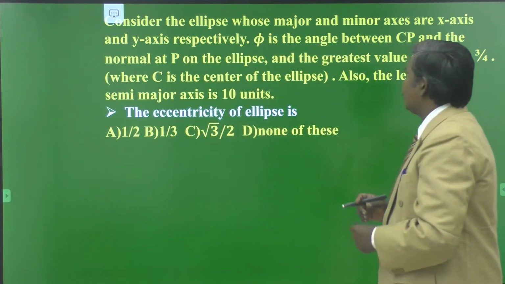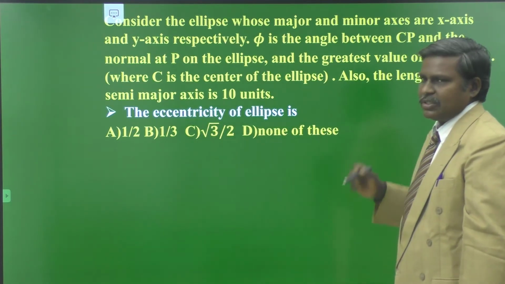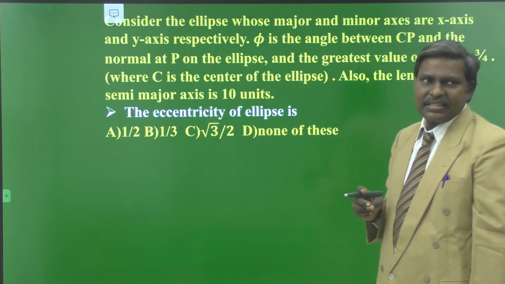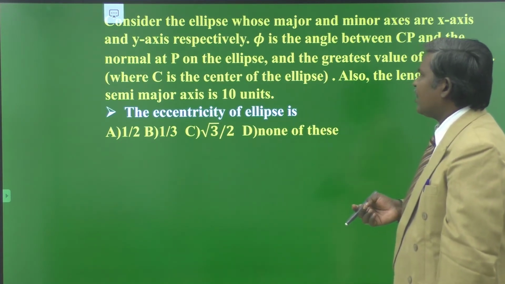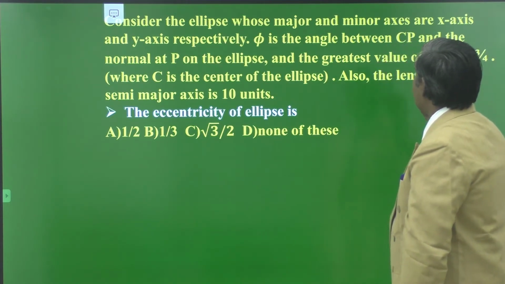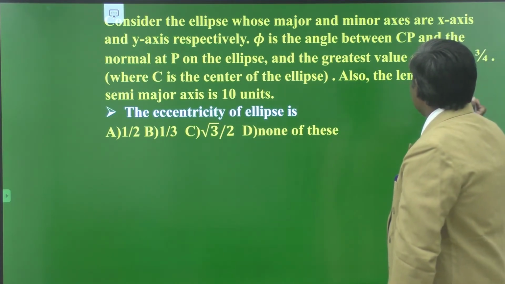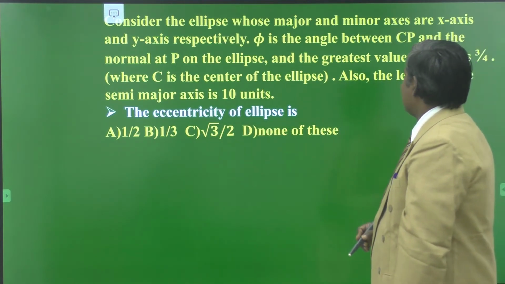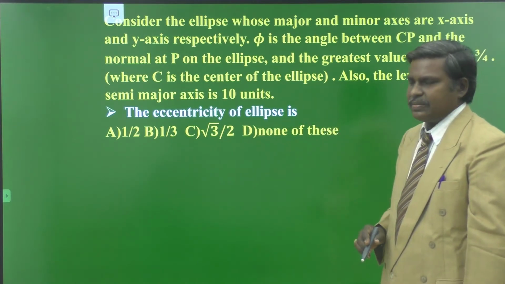Consider the ellipse whose major and minor axes are x-axis and y-axis respectively. For that ellipse, major axis is x-axis and minor axis is y-axis. Phi is the angle between CP and the normal at P on the ellipse, and the greatest value of tan phi is 3/4, that is given to you. What is C? C is the center of the ellipse. Also given that the length of the semi-major axis is 10 units.